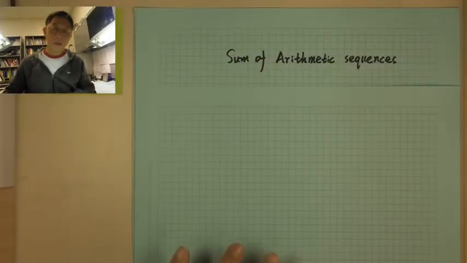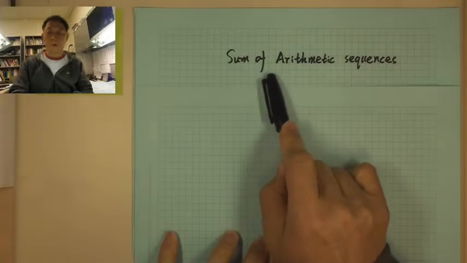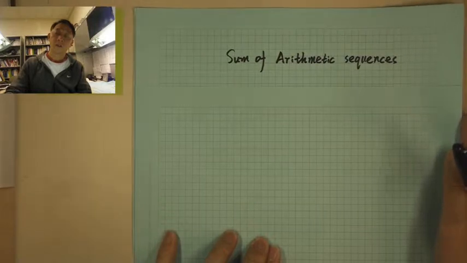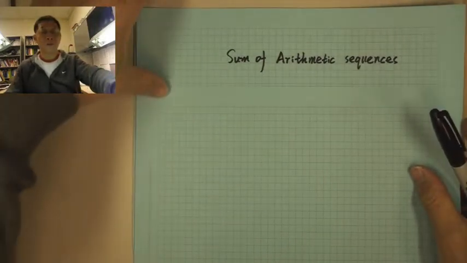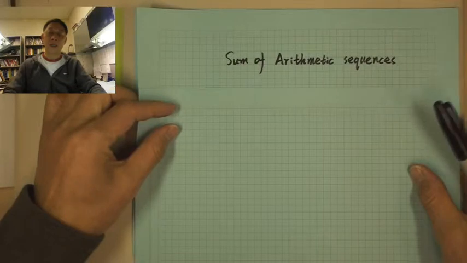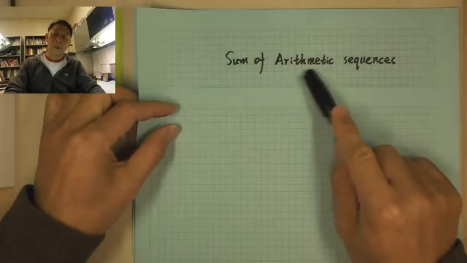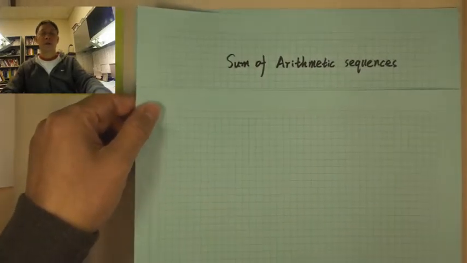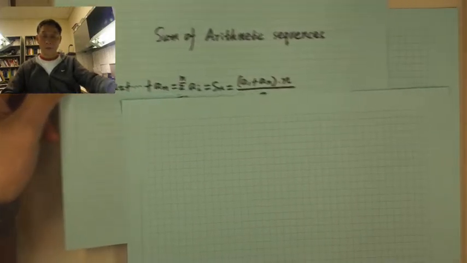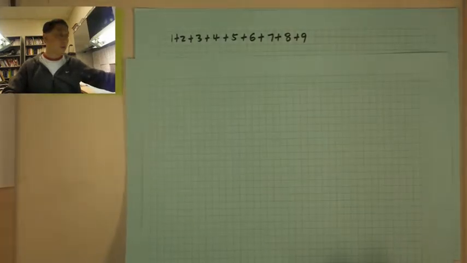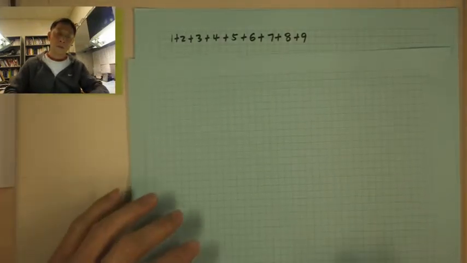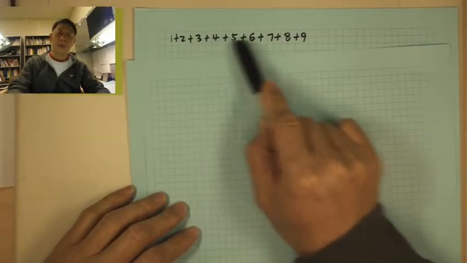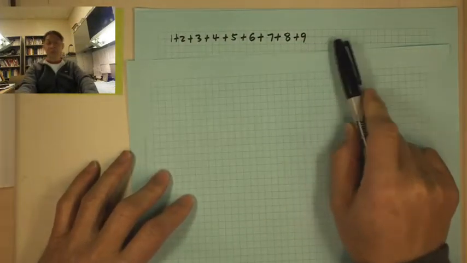In this lecture, we'll talk about sum of arithmetic sequences. Before we derive a formula for any arithmetic sequence, let's look at a couple of examples. The first one is how to add 1 plus 2 plus 3 until 9. You may say that's easy.